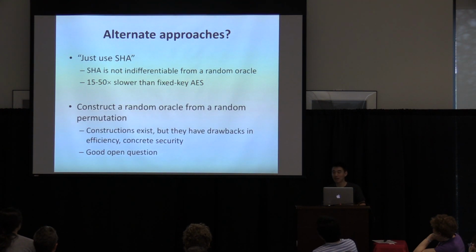Also, we might want to see whether we can construct random oracles from random permutations, let's say random permutations with a larger domain that we can use. This is actually quite a difficult question. It's an active open question in the symmetric keys community. The latest one is the XORP construction that I mentioned, that appeared last year in Eurocrypt.